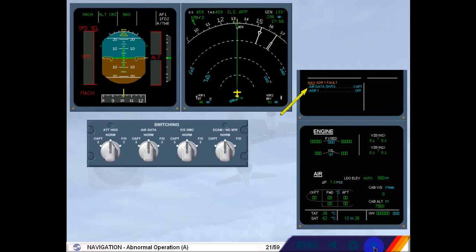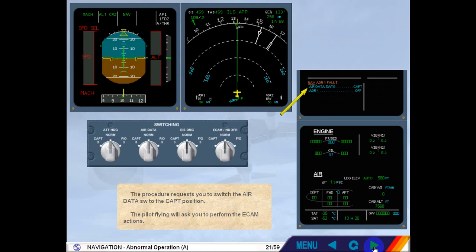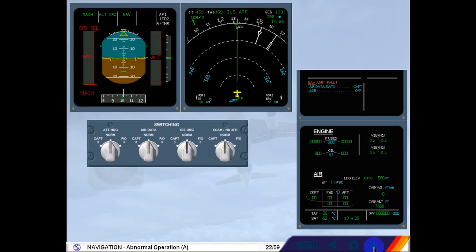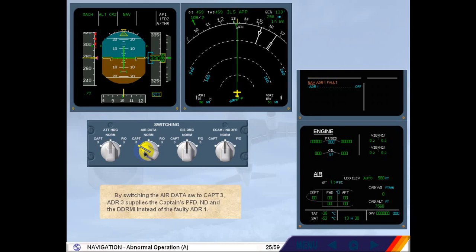The pilot flying will ask you to perform the ECAM actions. You, as pilot non-flying, read and perform ECAM actions. Perform ECAM action. By switching the air data switch to Captain 3, ADR3 supplies the captain's PFD, ND and the DDRMI instead of the faulty ADR1.